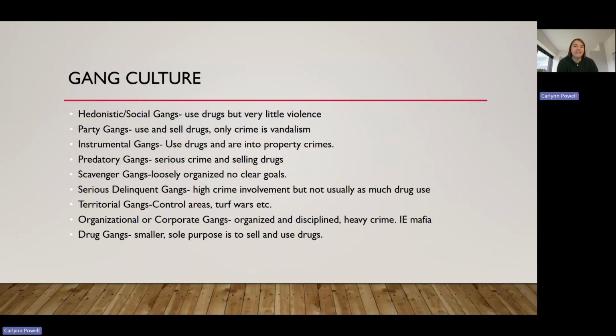And then finally, the drug gangs. This one is almost completely by itself, just because the other ones have multiple purposes. This one really is just selling and using drugs. So this is a little bit smaller. This one is kind of unique because it could be seen as a gang, or it could not be seen as a gang.